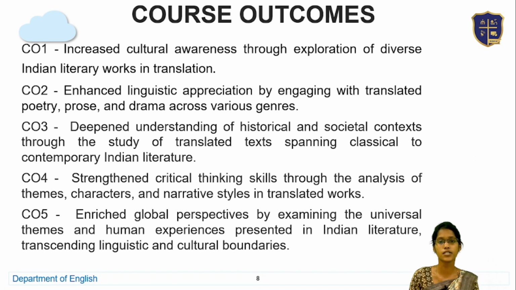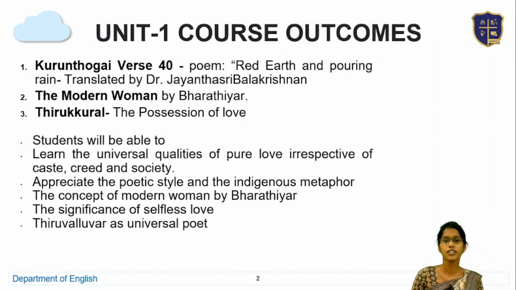Now we shall see the outcomes specific to the unit wise. In Unit 1, there are 3 topics. First one is Kurundogai. In Kurundogai, the verse 40 is prescribed. The poem name is Red Earth and Pouring Rain. It is translated by Dr. Jayanthisri Balakrishnan. The second topic is the most famous, The Modern Women, which in Tamil is known as Pudumai Pen, written by Bharatiyar. And the third topic is Tirukural, written by Thiruvalluvar. So there are 133 chapters. Among 133 chapters, the 10th chapter, The Possession of Love, is prescribed here.